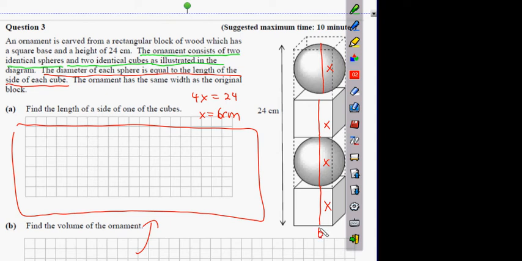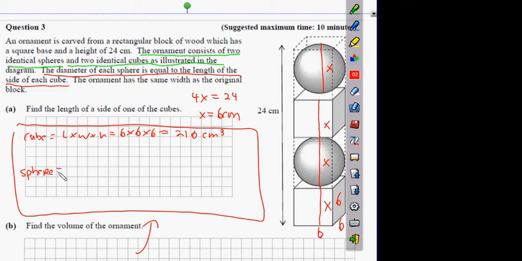Length by width by height. So, cube equals length by width by height. 6 by 6 by 6. And what do you get, David? 216 centimeters cubed. Okay. What's the volume of a sphere?